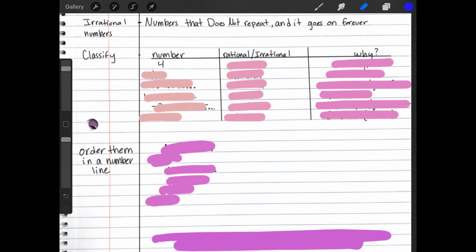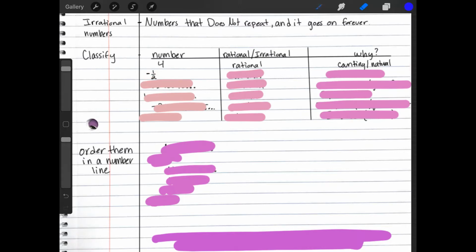So let's talk about the number 4. Number 4, I know it stops and it doesn't repeat. It's just 4, so I can say that it's rational. If you want the most specific classification of it, it will be a counting and natural number, which is under rational numbers. Okay, let's look at the next number.